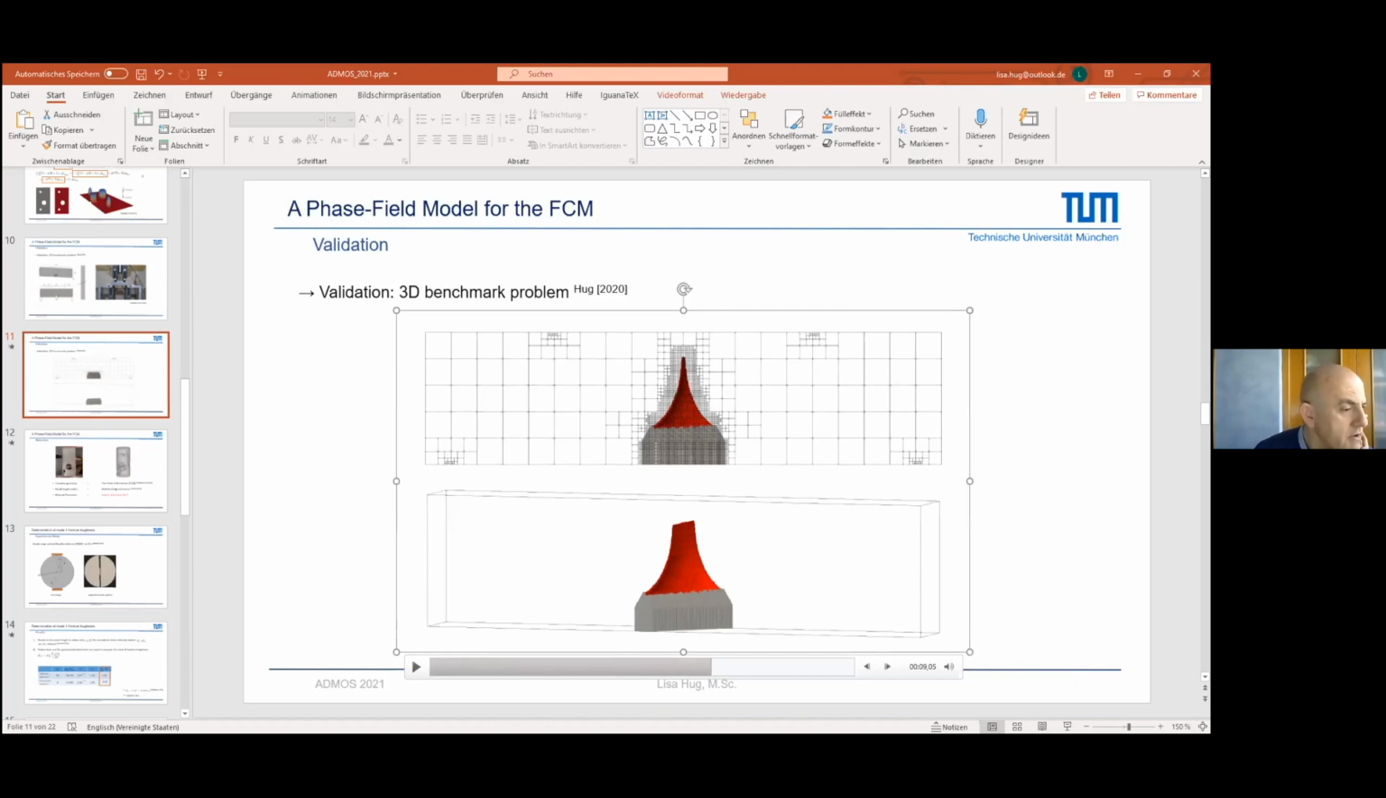Yeah, very good. You also use mesh refinement. How is the mesh refinement driven? Is it in terms of an error estimator, or do you simply refine where the phase field is not one? How does it work?